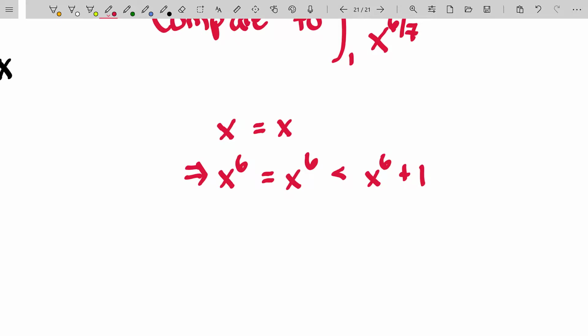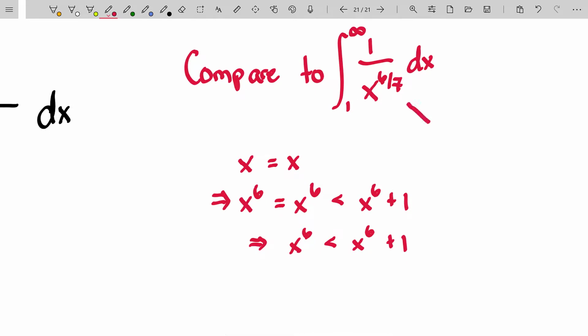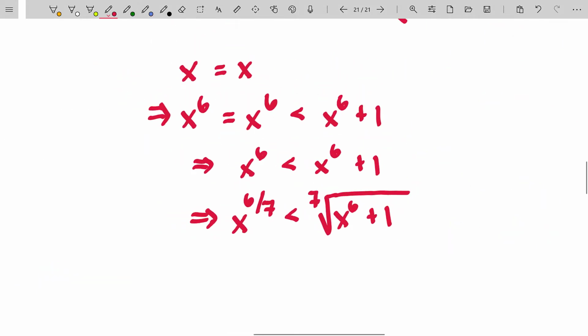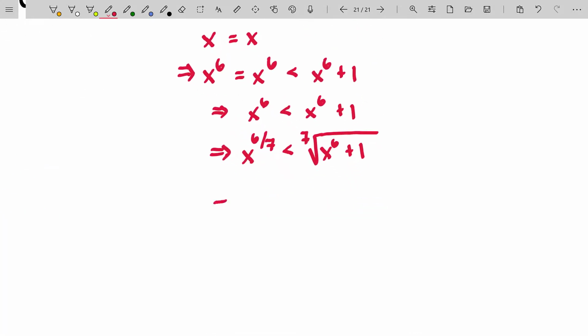So right now, we have the following inequality. X to the sixth is less than x to the sixth plus 1. Now I'll just take the seventh root of both sides, so I can get x to the 6 over 7 versus the seventh root of x to the sixth plus 1. And when you get to that point right there, everybody applauds. They say, great, now I'm going to take the reciprocal of both sides. And here's where the uh-oh happens.